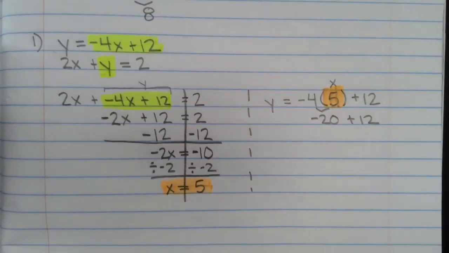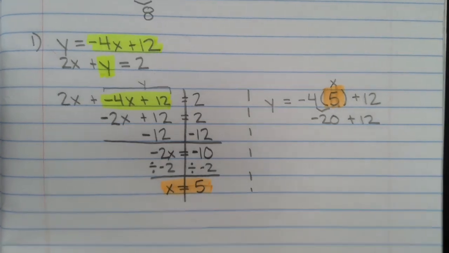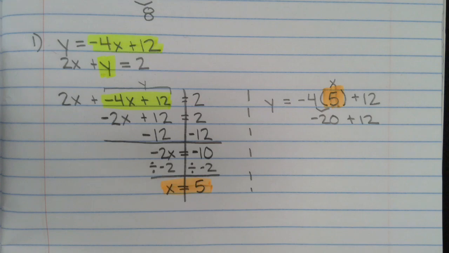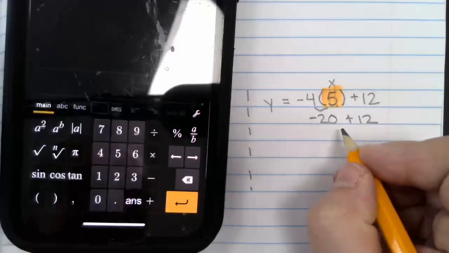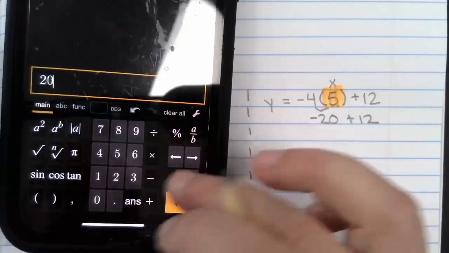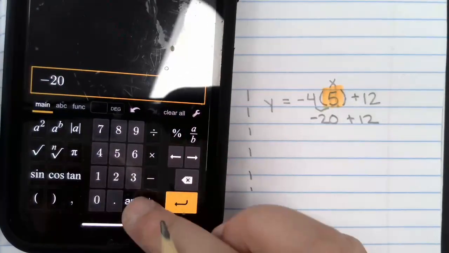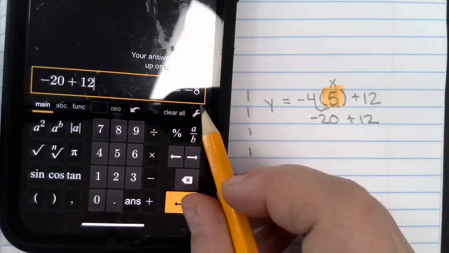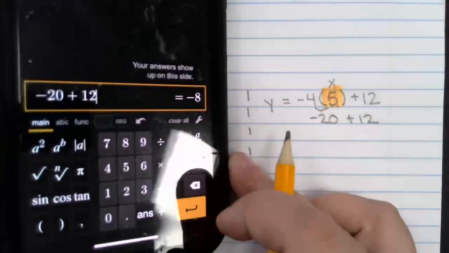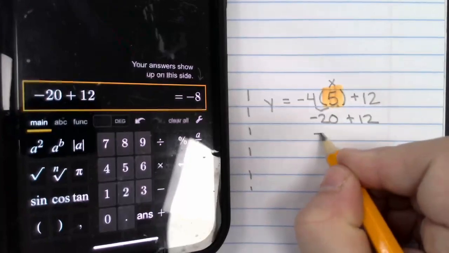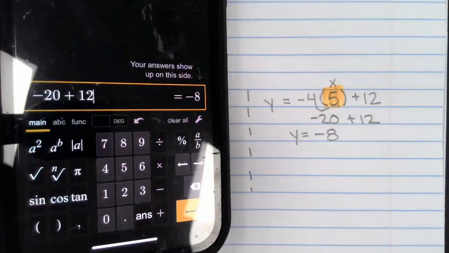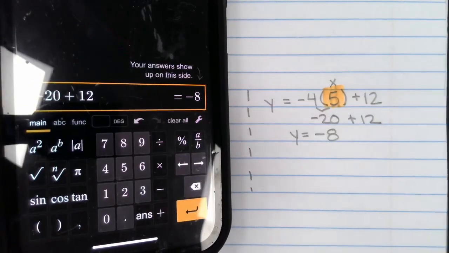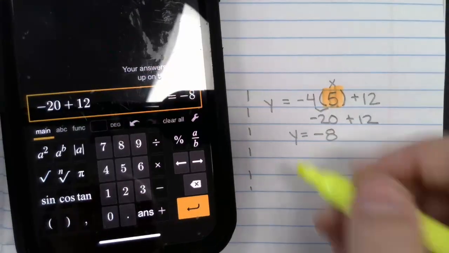So when I have a negative and a positive, are we going to add or subtract? We subtract. So negative 20 plus 12 is negative 8. So y equals negative 8. Nice. Good job.